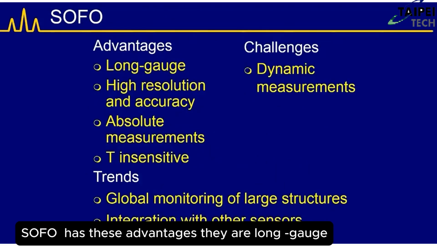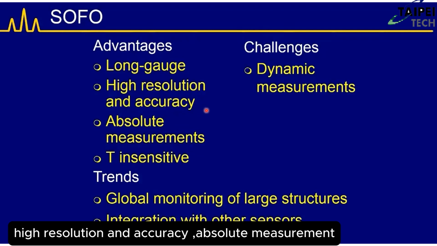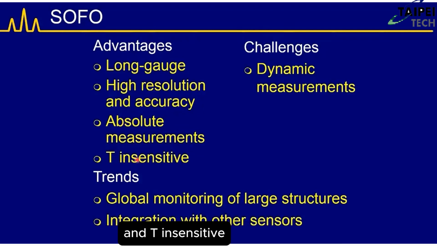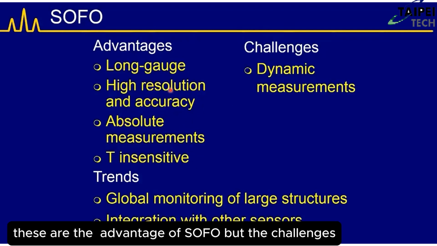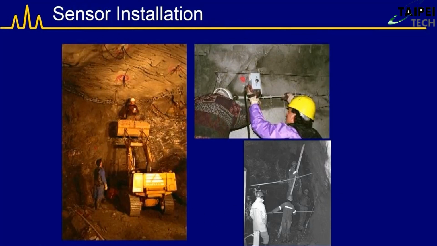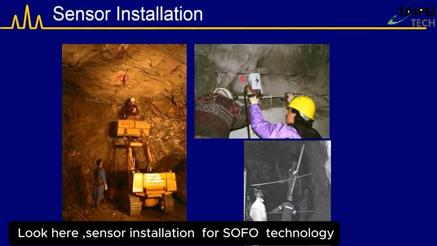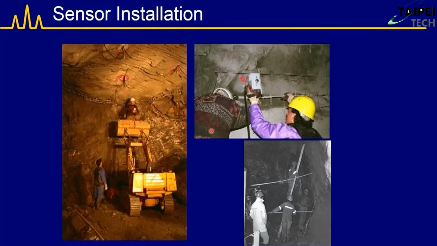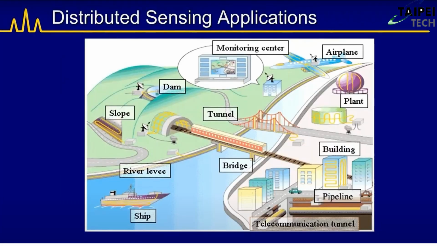They are long gauge, high resolution and accuracy, absolute measurement, and temperature sensitive. That's the advantage of SOFO. But the challenge is that dynamic measurement is the great challenge of SOFO technology. Look here, the sensor installation in SOFO. As we have observed here, we can easily install this SOFO technology over long distances.